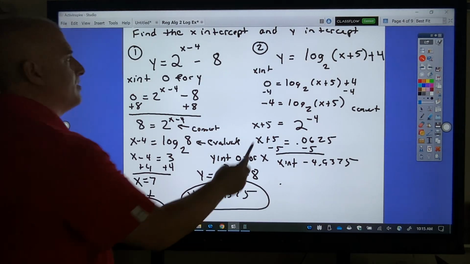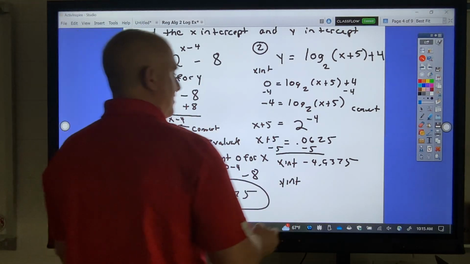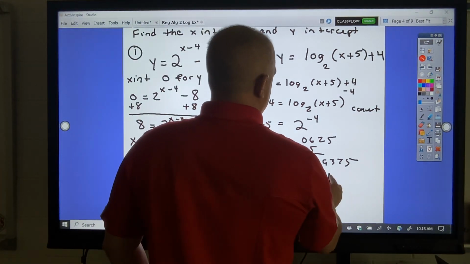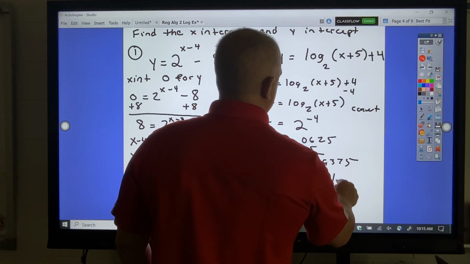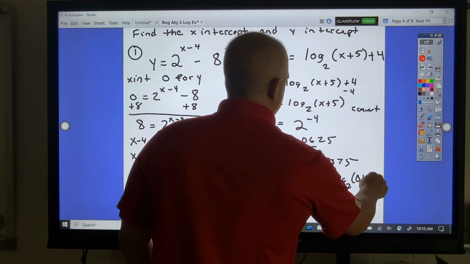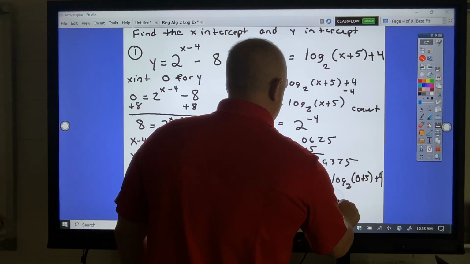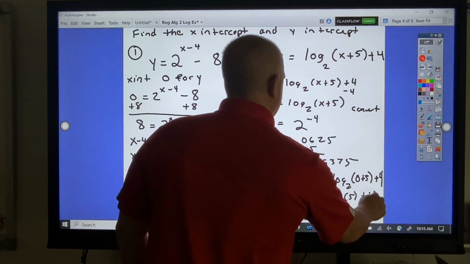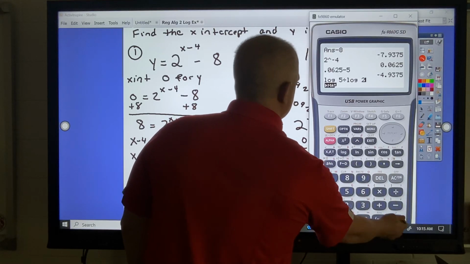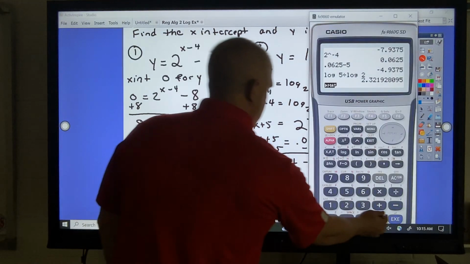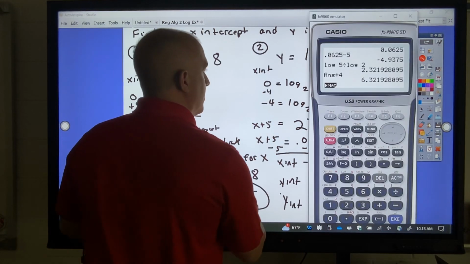My y-intercept, I put 0 in for x. So what I got here is y equals log base 2 of 0 plus 5, plus 4. Now, 0 plus 5 is just going to be 5. Now I can convert that. That's going to be log 5 divided by log of 2. Then I'm going to add 4. So my y-intercept is 6.321.